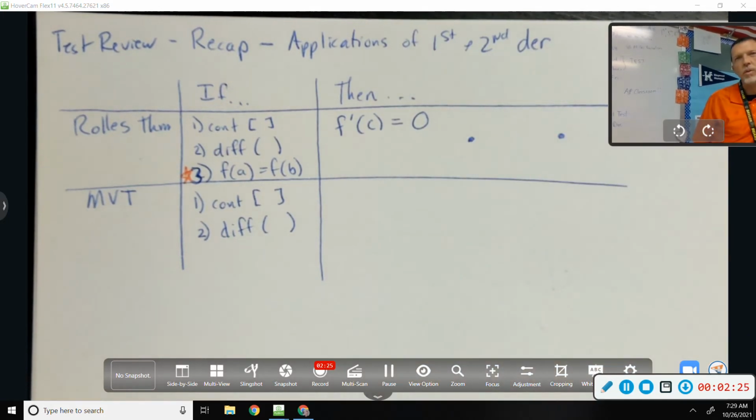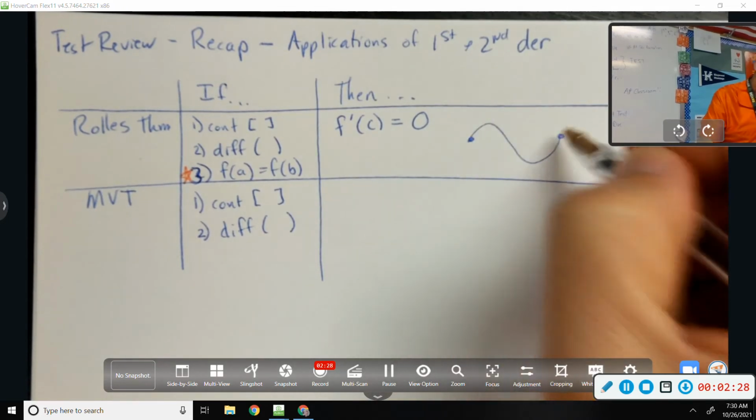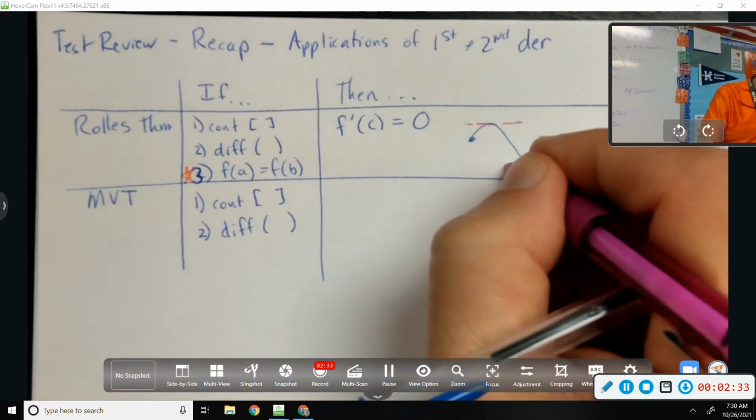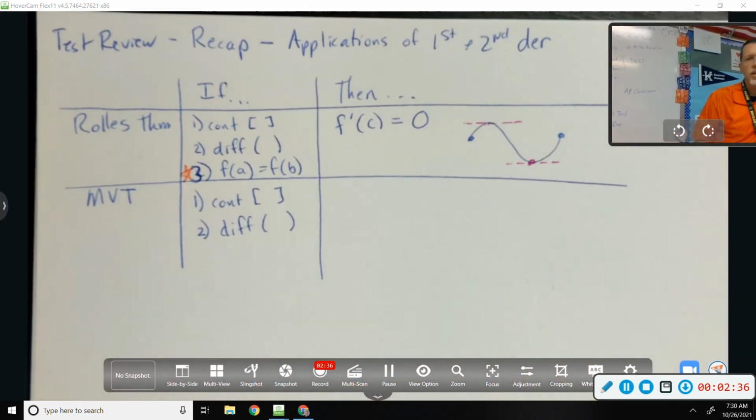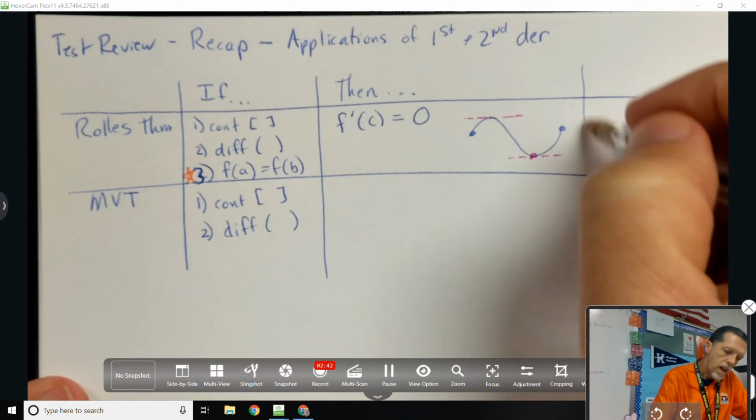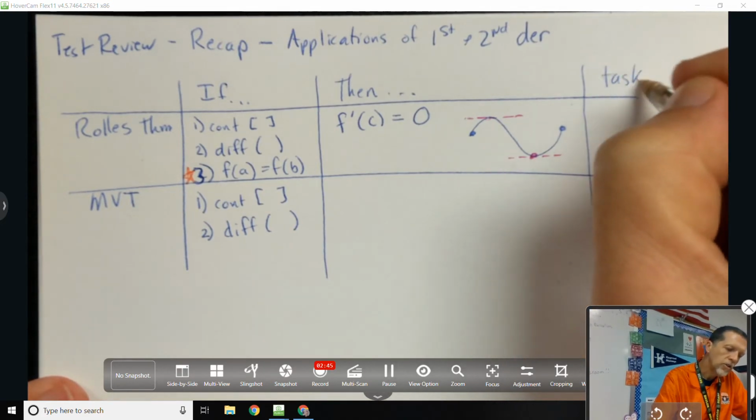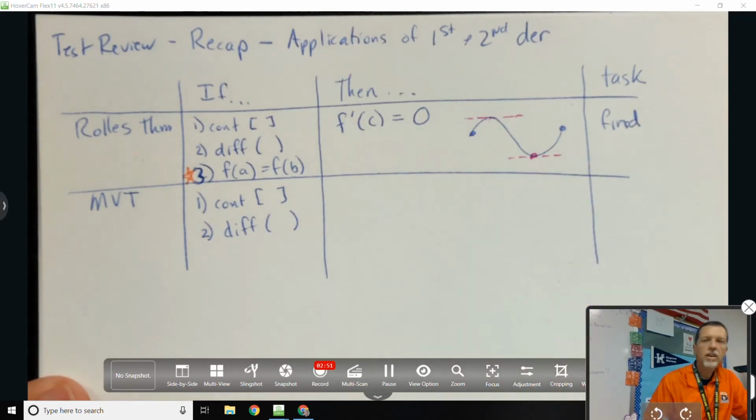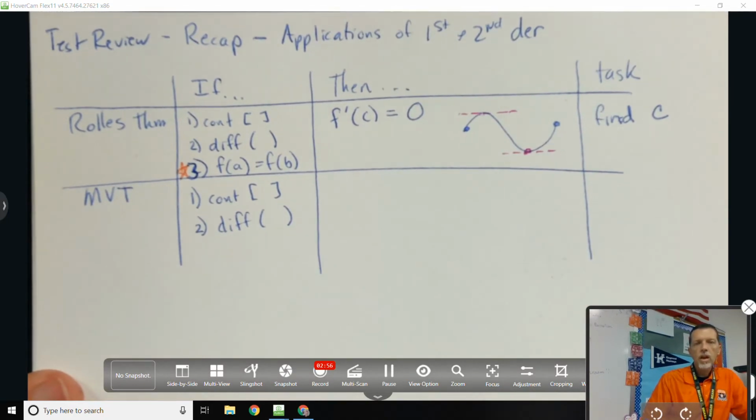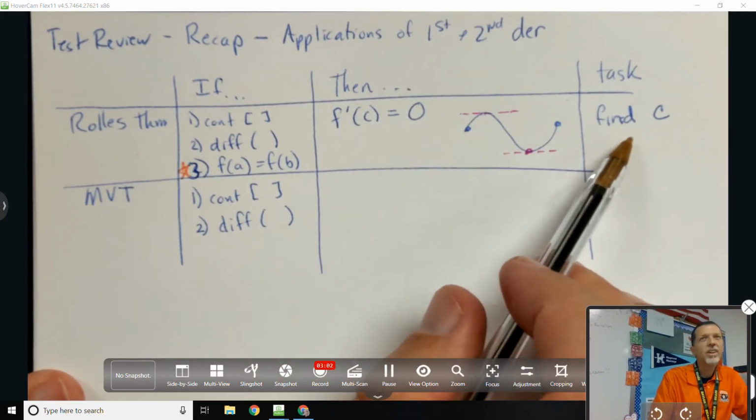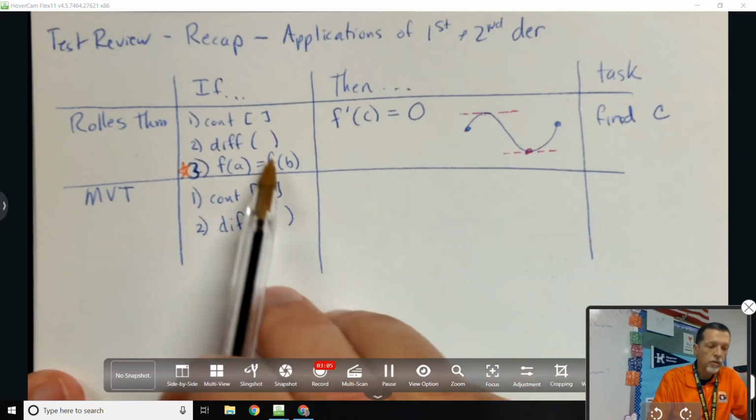If the start and the end point have the same y value, then at least one place, in this case 2 places, have a slope of 0. And usually your job or the problem statement is to find c. Like find the place where the derivative is 0. You set the derivative equal to 0. So yes. And then be careful, you only pick the ones that are on your interval.